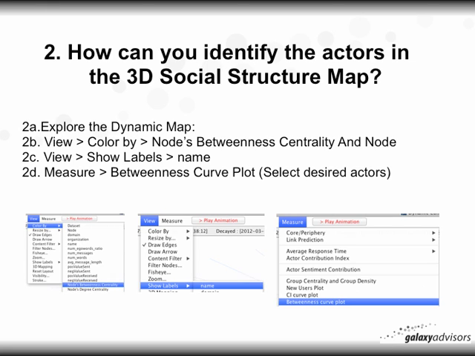To explore the dynamic map, click view, color by nodes' betweenness centrality, so you can actually color an individual node by assigning it a different color. Also click view, show labels, names, so you can see who they are, or you can right click on a name and just say show information to select an individual if it's a very crowded or dense map. And then finally click measure, betweenness centrality plot, and then you're able to select desired actors. So I've given some screenshots at the bottom to show where those options are.